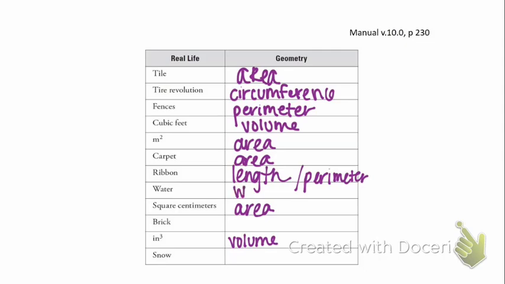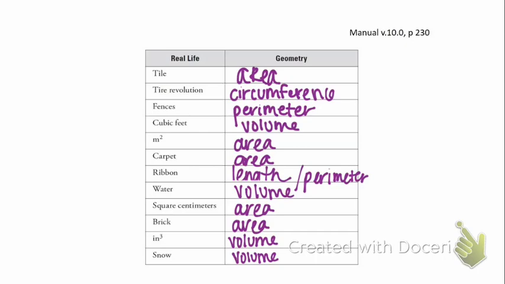Water, they're looking for volume. Oh my gosh, and I just wrote water. Whoop. Volume. Let's see, laying brick. Again, that's going to be area, kind of like tile or carpet. And then snow usually is volume.